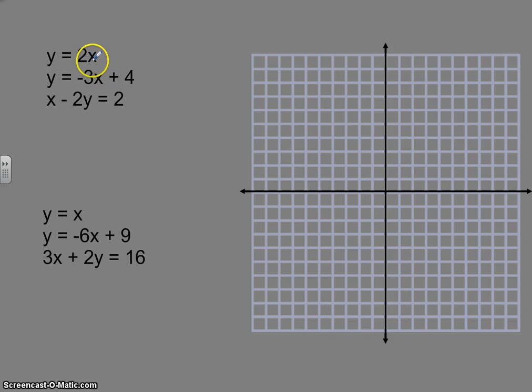Let's graph 2x. Okay, now the y-intercept is 0 because there's nothing here. So we're going to say b is 0. We got to think like this. Point goes here. My slope is 2. We got to think of that as 2 over 1. So I'm going to go up 2 over 1 and draw a line through that.